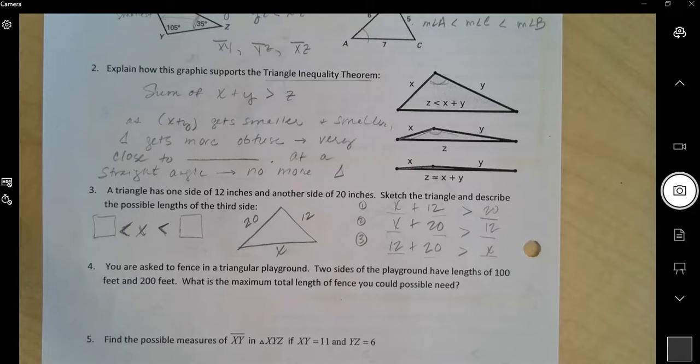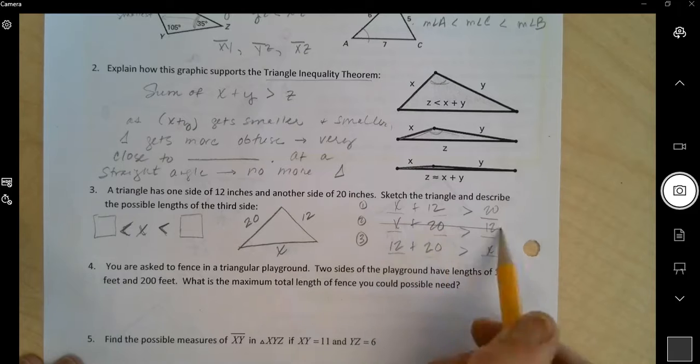Which of those three inequalities makes no sense? Which of those three inequalities can we cross off? Which one, Christian? The middle one. Yeah, that middle one, because isn't 20 already bigger than 12? So because of that, I don't need to worry. I can say, okay, well, this one's a given, not a problem.